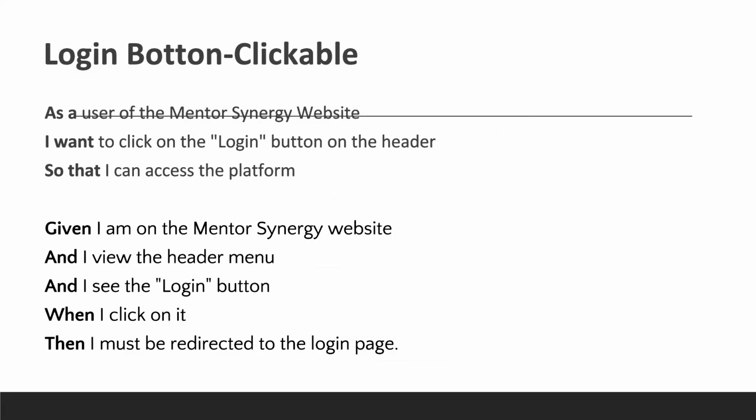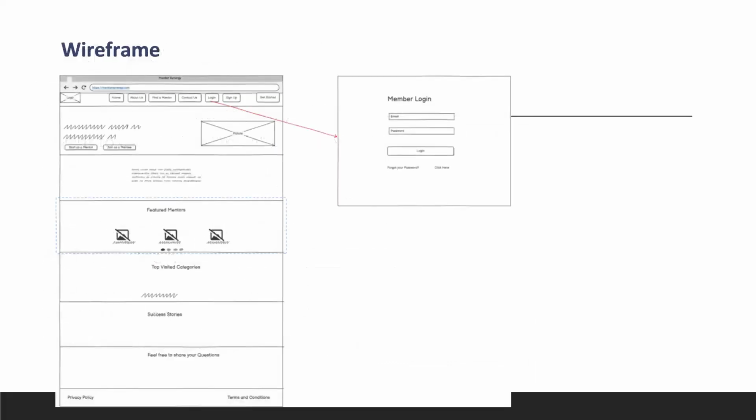If you go to the next slide, the login button as well, you can see login button clickable. That's the user story as well. And then on the next slide again, you see the wireframe that we have developed. Obviously, you can see from the header menu that when you click on the login button, it takes you straight to the login page where the user can log in and sign on to the website. That's depicted by this wireframe here.